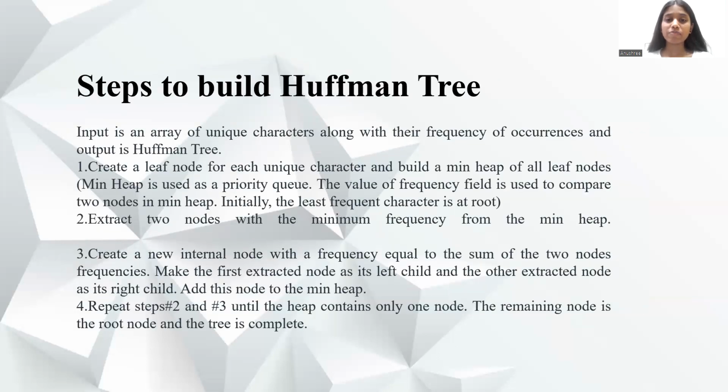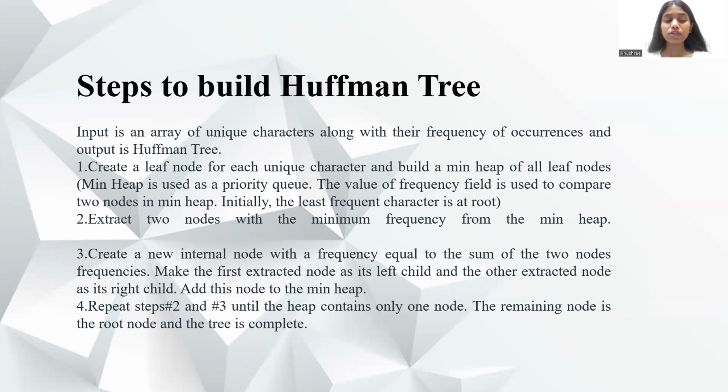Steps to build the Huffman tree. Input is an array of unique characters along with their frequency of occurrences, and output is the Huffman tree. The first step is to create a leaf node for each unique character and build a min heap of all leaf nodes. Min heap is used as a priority queue. The value of the frequency field is used to compare two nodes in the min heap. Initially, the least frequent character is at the root.